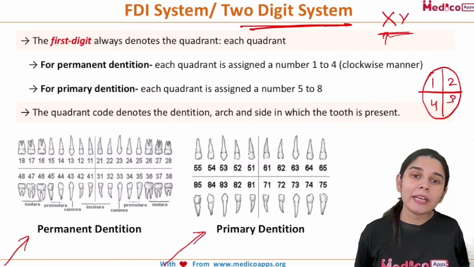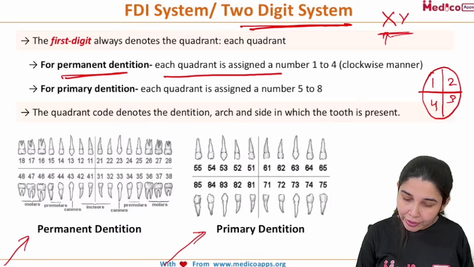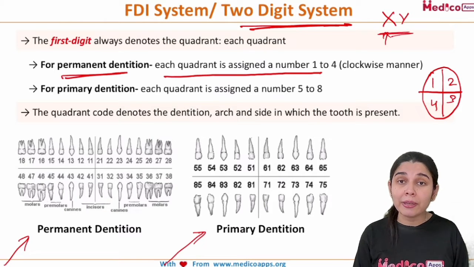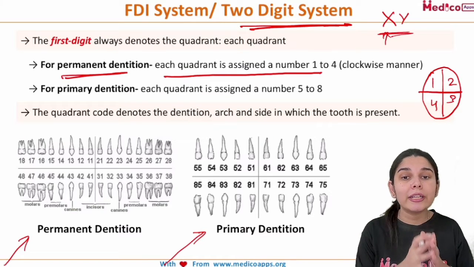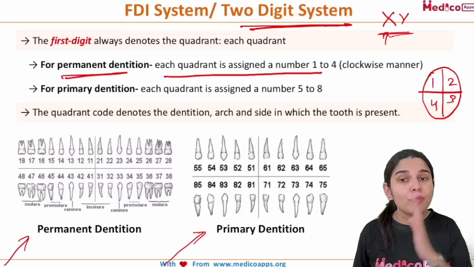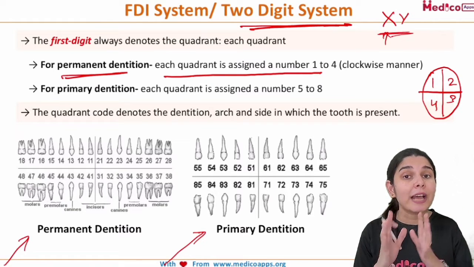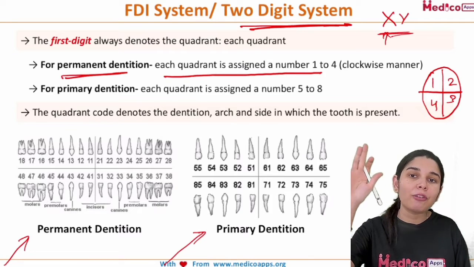The same line here mentions that for permanent dentition, each quadrant is assigned a number from 1 to 4. Do remember this: the permanent dentition is denoted by 1 to 4, and it is done in a clockwise manner. To easily remember it, start from your right side.